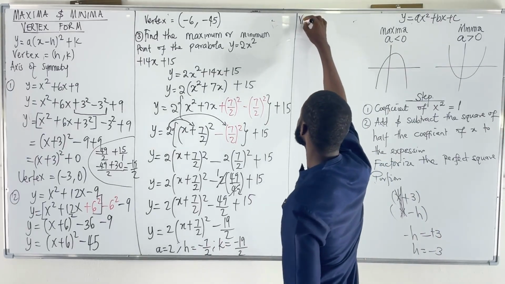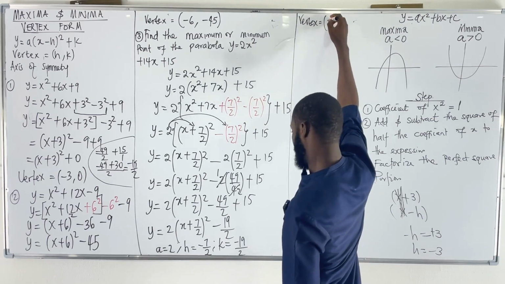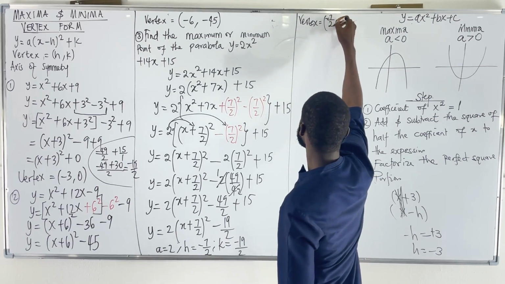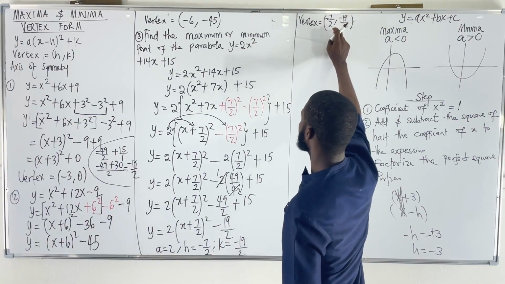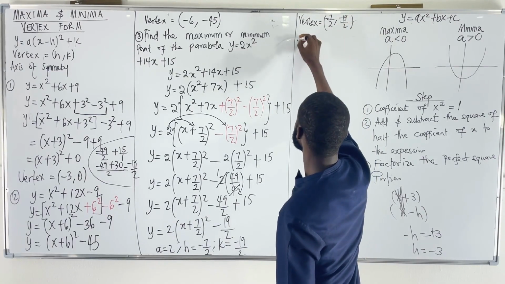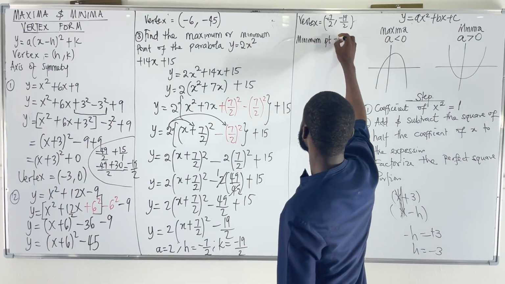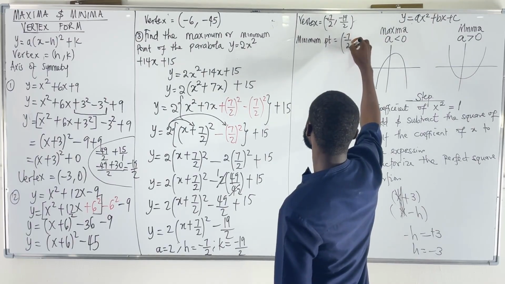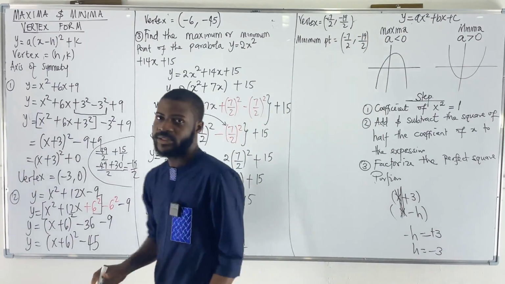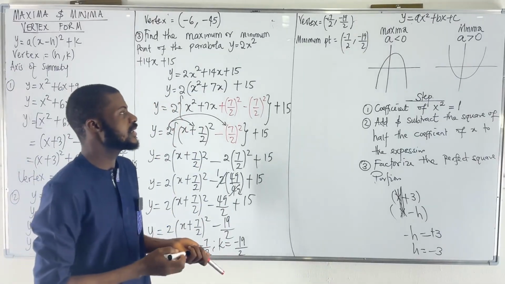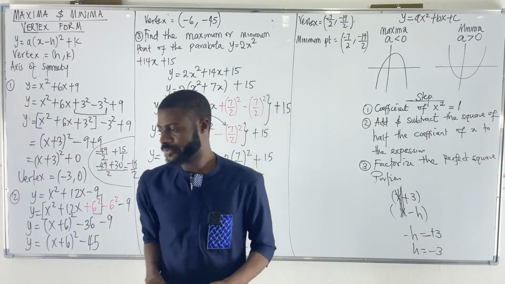When you compare them together, you're going to have H as minus 7 over 2. So our vertex is going to become minus 7 over 2, comma, minus 19 over 2. So this point right here is our minimum point. So minimum point is minus 7 over 2 and minus 19 over 2. That's our minimum point. These things are actually easy. Let's go on to the next question.